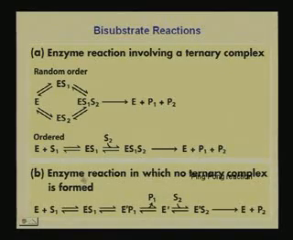Now, in the enzyme reaction where we do not have a ternary complex formed, which is actually called the ping pong reaction, we have E plus S1 forming ES1. What is important about the ping pong mechanism is that P1 has to be released first. So we have E plus S1 forming ES1, and the first product is released before the next substrate binds.